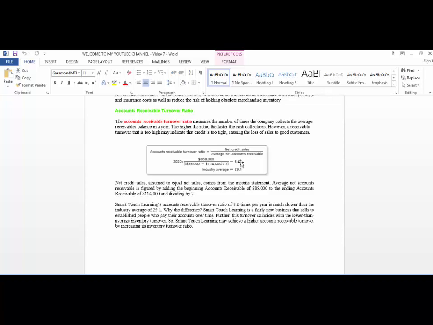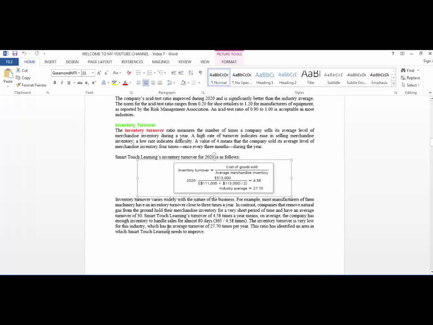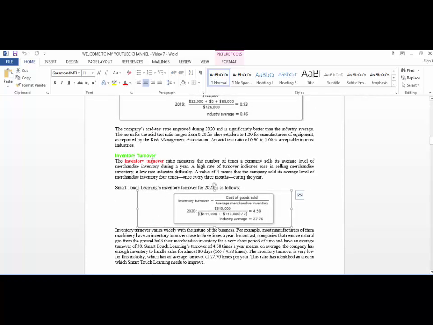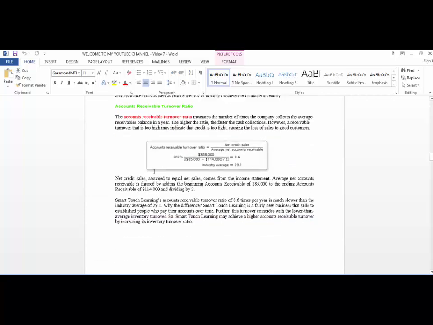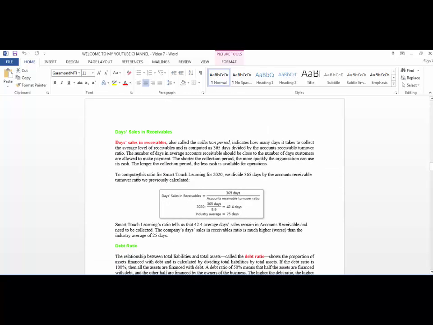So it means the accounts receivable turnover ratio depends on the inventory turnover ratio. If they want to improve their ratio, then they have to increase their inventory turnover ratio, which we have discussed already above. Okay, so now we are focused on days' sales in receivables.